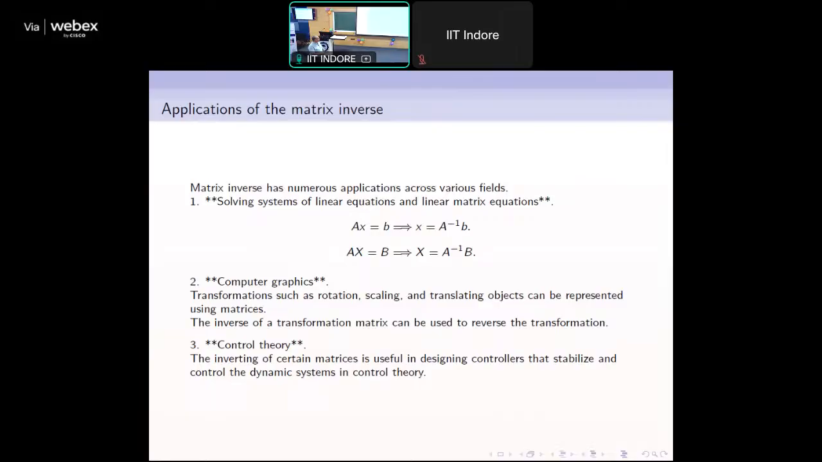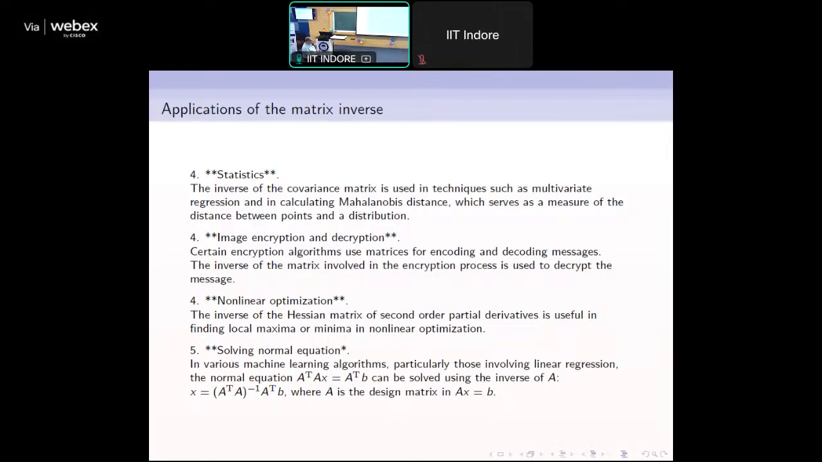Then there are applications in control theory. Matrix inverse is useful in designing controllers that stabilize and control dynamical systems in control theory. It is interesting to mention that some kinds of 2-3 inverses are applicable in control theory. We will present this later.